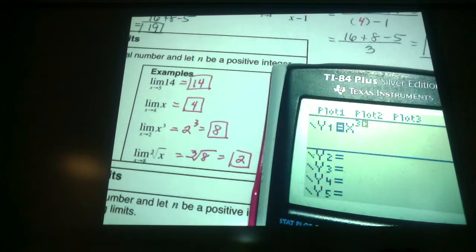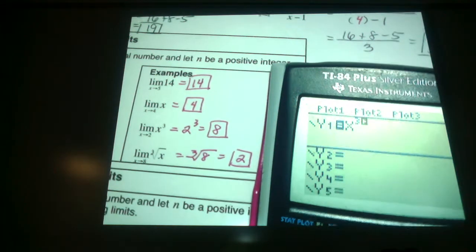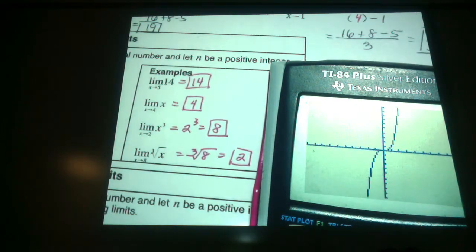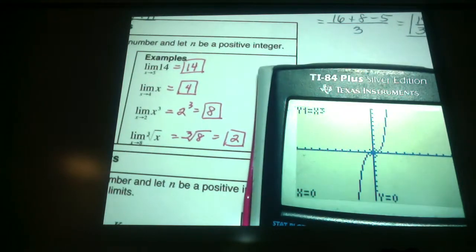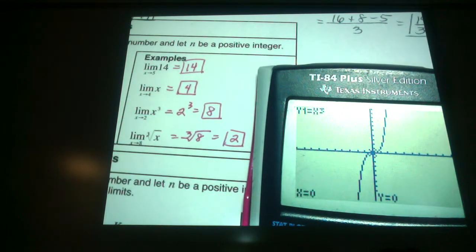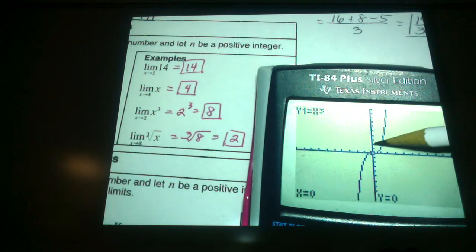So now I have x to the third. Now I hit graph. And I want to know the value of the function as x approaches 2. So here is 2. As I go up here, could it possibly be 8? Just because I can't see. 1, 2, 3, 4, 5, 6, 7, 8, down to 2. So it does approach that.